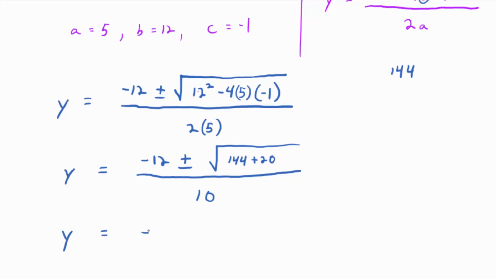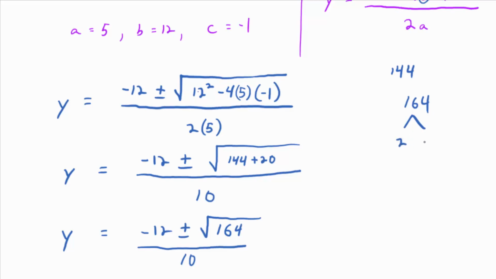So we get -12 plus or minus root. What's the root here? 164 all over 10. We better take that root 164 and simplify it. I'll do a little factor tree on that one. 164, what do you think? Two numbers that multiply together to make 164?